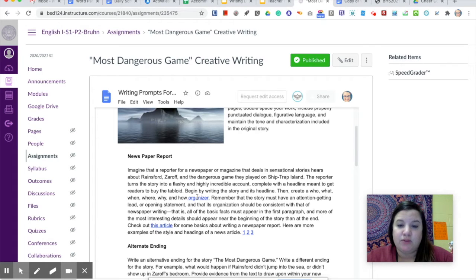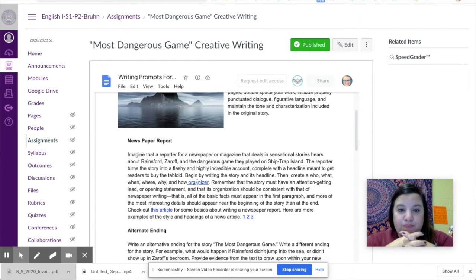Remember that you want your story to have an attention-getting lead or opening statement, and you should follow sort of newspaper style, which is the majority of the information is in the first paragraph, second paragraph, and then as you continue going, you have less and less information. There's an article that I have linked there that has some basic rules about writing a newspaper report. And then there's also some examples of what news articles look like. So if you want to choose that one, you can.